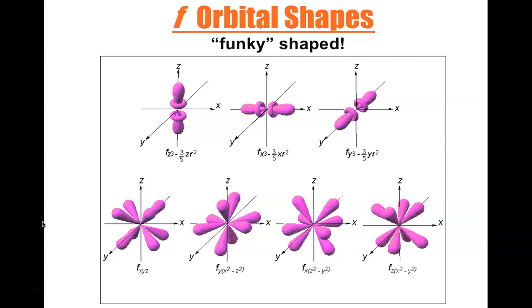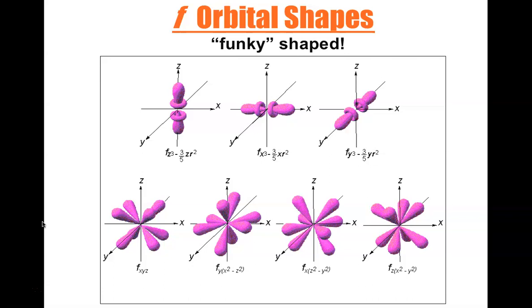So hopefully maybe you see a little bit of a theme here on the number of orbitals. S, there was only 1. P, there were only 3. The d orbitals were 5. And now the f orbitals, there's 7 different shapes.